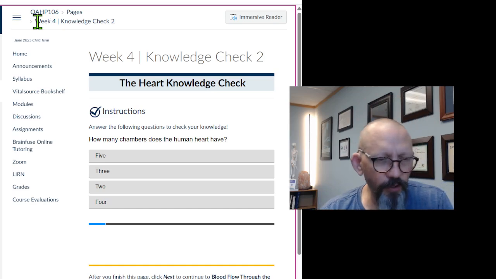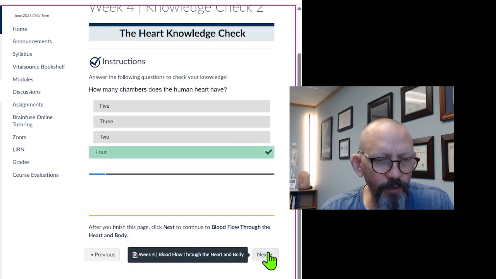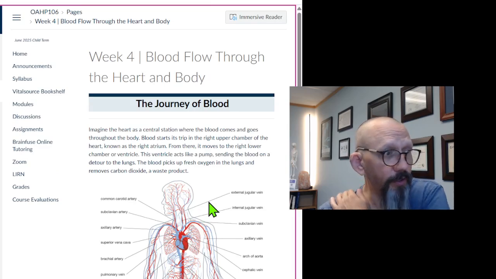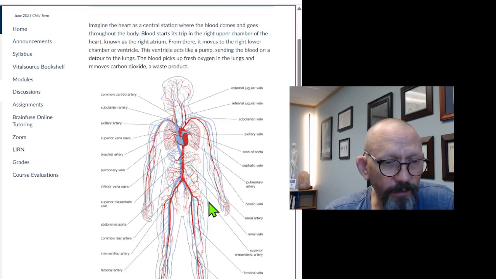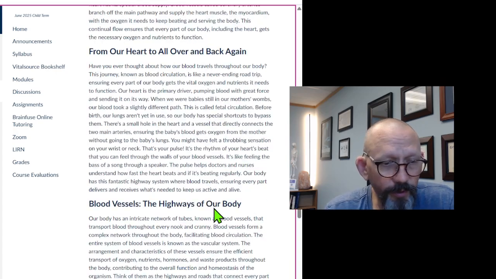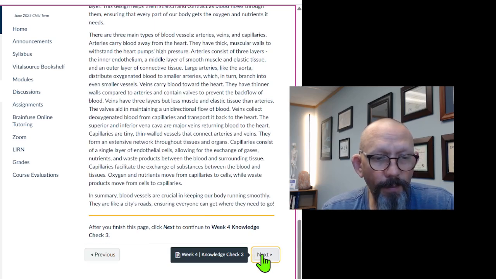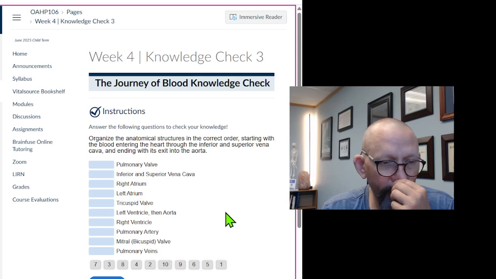Okay, so we're going to look at the first question here. How many chambers does the human heart have? It has 4, and we're going to go down through the next one, and that's good for that one. If you want to follow along and redo yours, you're certainly welcome to. You're going to go through here, and it's going to give you a bunch of information. It tells you everything that's going on.